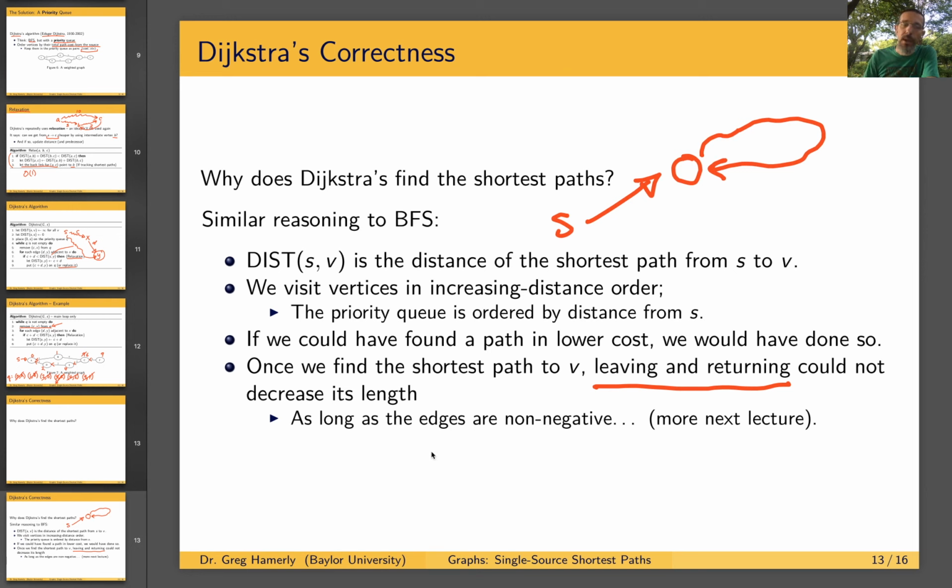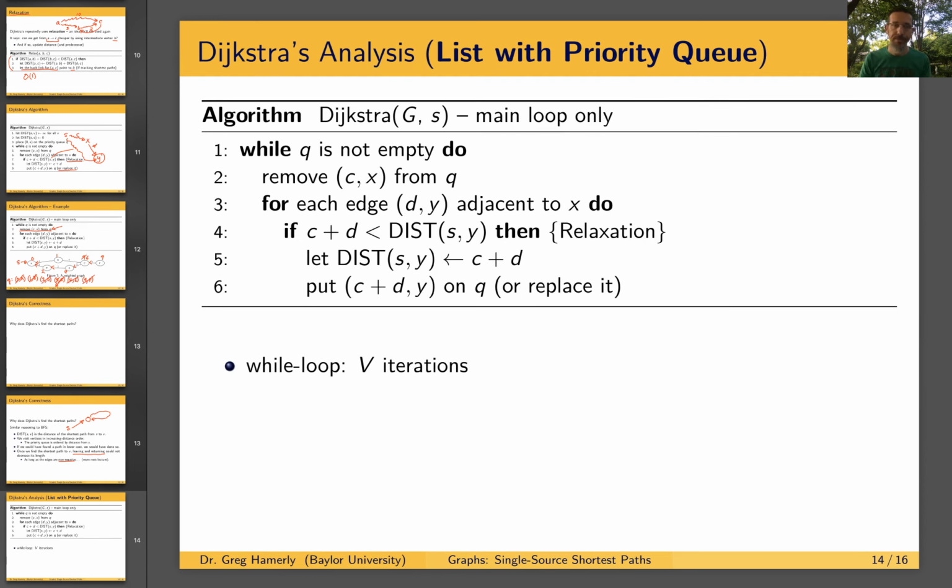Okay. That's under the assumption that all of the edges are non-negative, and we'll talk more about this in the next lecture. In other words, if all the edges are non-negative weights, then this path could only increase the cost, or at least at most keep it the same. So let's do the analysis of Dijkstra's algorithm, and we're going to do the analysis twice. Once with a list representation with a priority queue, as you see here, and once with a matrix representation without a priority queue, which we'll see later.